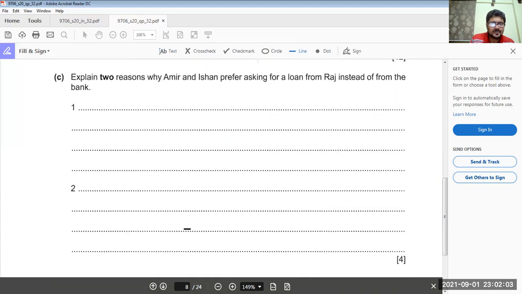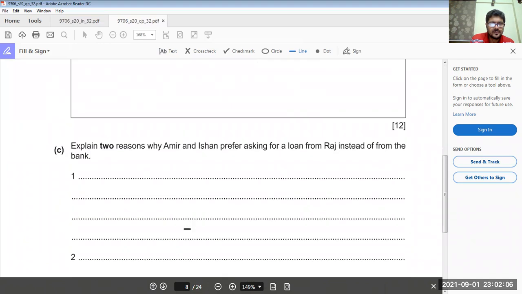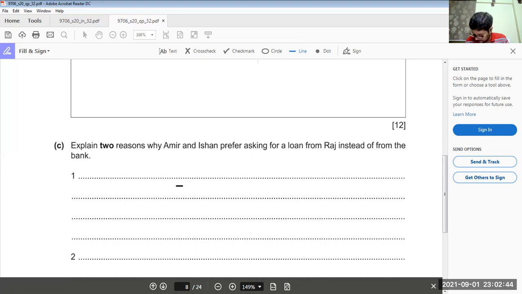Now next. Explain two reasons why Amer and Ishan are asking for a loan from Raj instead of from the bank. The first thing, I think they have to pay around 27,000. So if they take a loan from him, they don't need to pay 20,000 to Raj immediately. That is the first reason. The second reason: obtaining a loan from the bank is a difficult, time-taking procedure, and this is an easy procedure. Getting my point here.